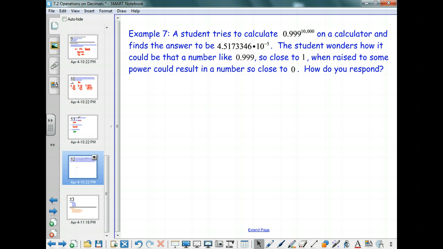Well, this number 999 thousandths is also smaller than the number 1, correct? So every time I multiply by it, what's going to happen? It's going to get smaller. And how many times am I going to do that? 10,000 times. So I want you to try something with me.